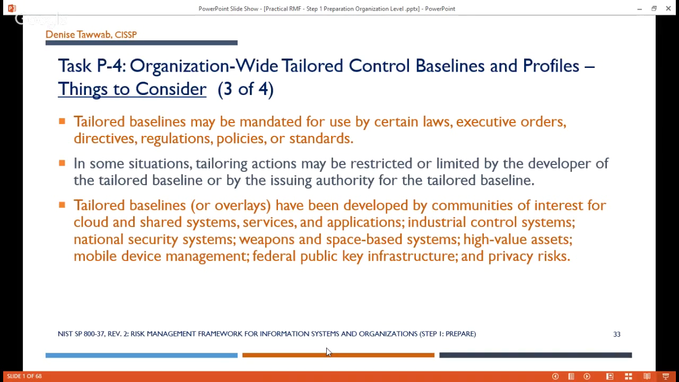Tailored baselines or overlays have been developed by communities of interest for cloud and shared systems, for industrial control systems, national security systems, weapons and space based systems, high value assets, mobile device management, and federal public key infrastructure. And there are many other overlays, but that's just a sample of some that do exist already.